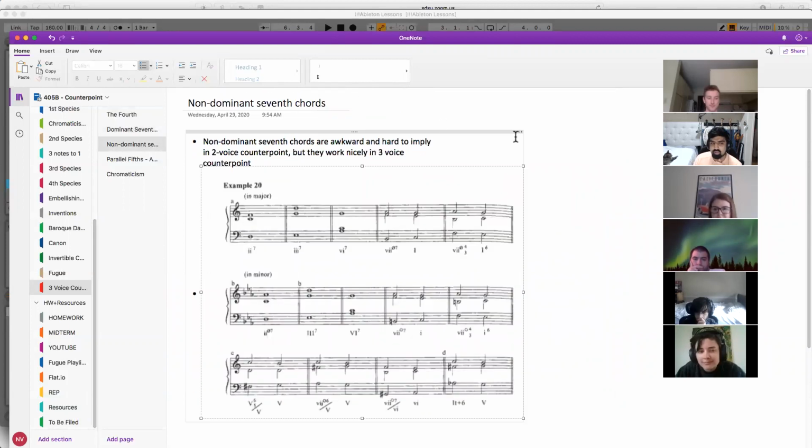Non-dominant seventh chords. Non-dominant seventh chords are kind of awkward and hard to apply in two-voice counterpoint, but they work nicely in three-voice counterpoint. We're getting jazzy now. Whoops, that can't be right. Oh, it's not right. Okay, and then we have this. Sorry, this is really blurry. Is that right? Interesting.